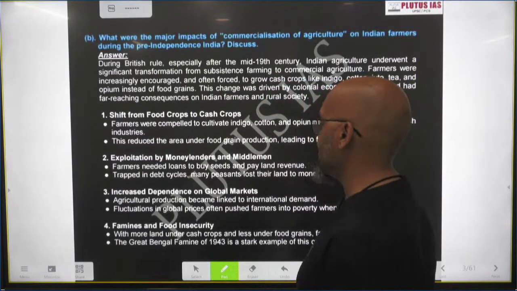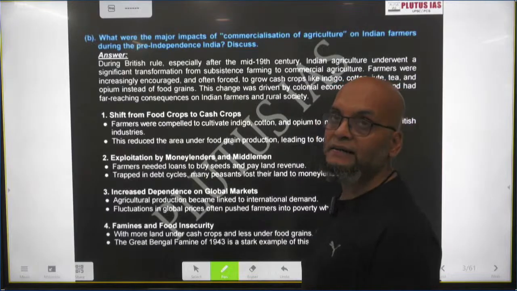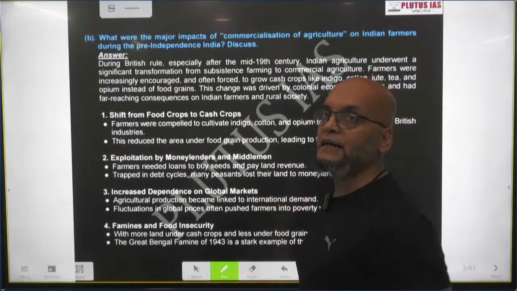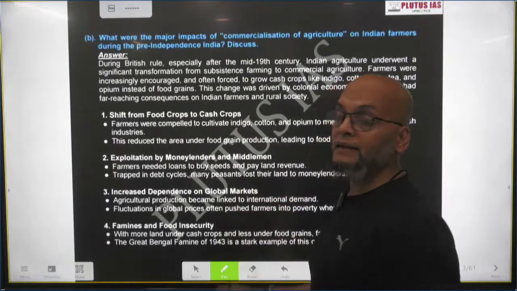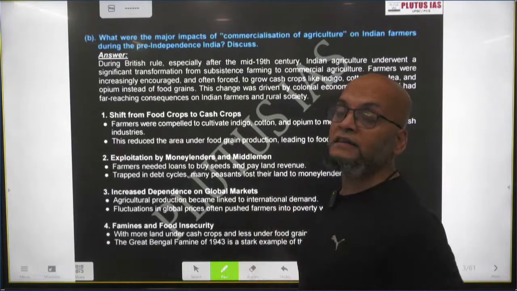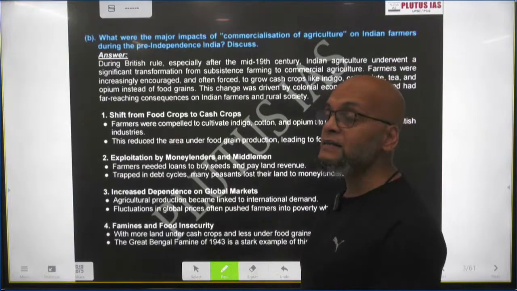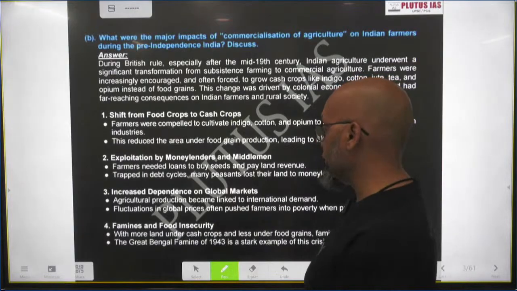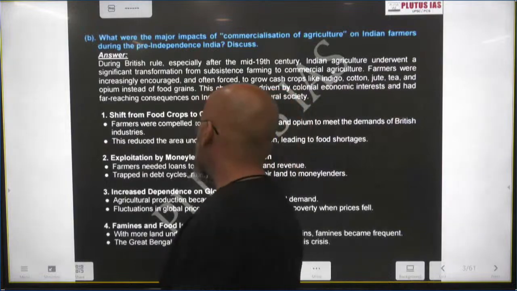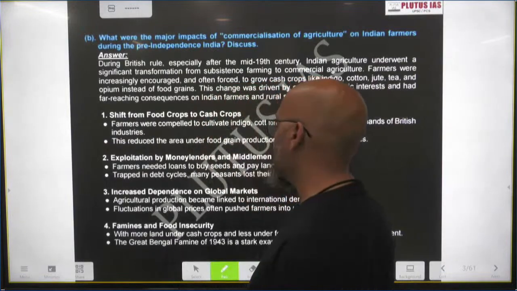Trapped in debt cycles, many peasants lost their land to moneylenders. So that's where moneylenders came in. They started lending money, and these farmers were entrapped in this debt trap. Okay. Number three, increased dependence on global market.